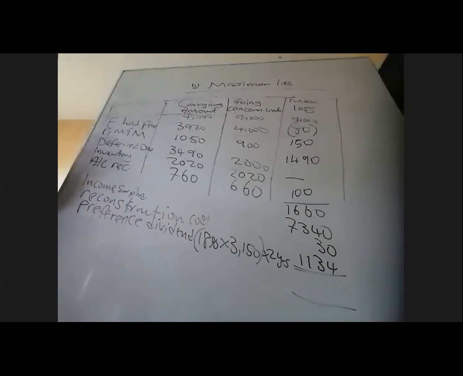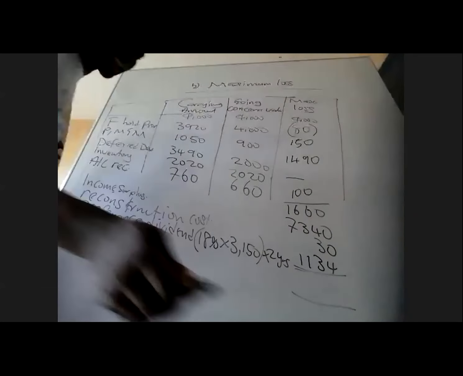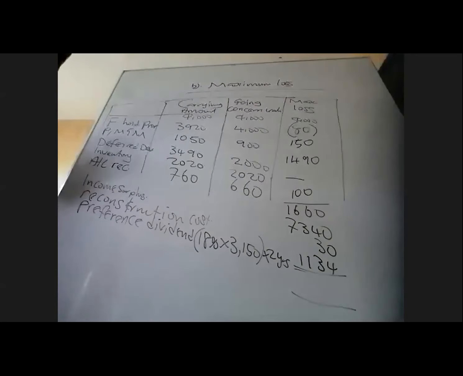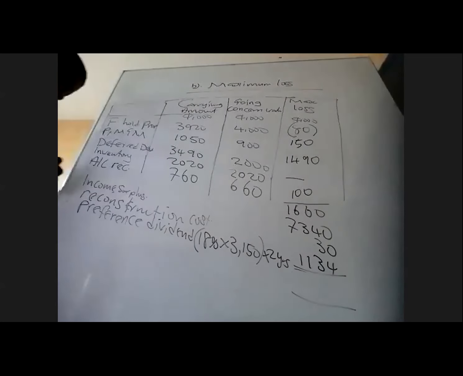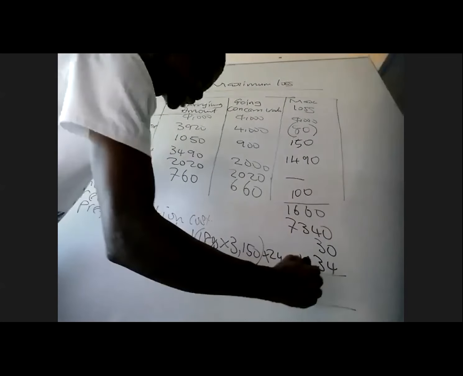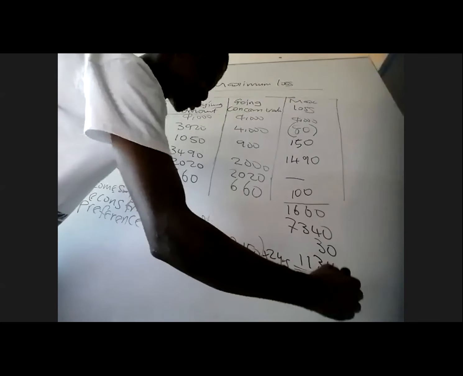Kindly get me the total. 10,164. I like that. So 10,164. Please, Rosie, you have a question. So 10,164. So this is the total maximum loss.